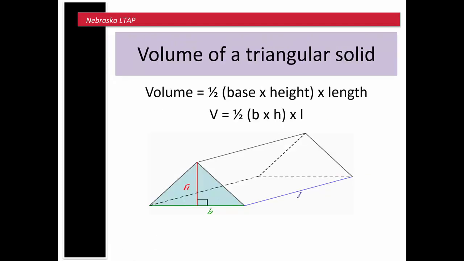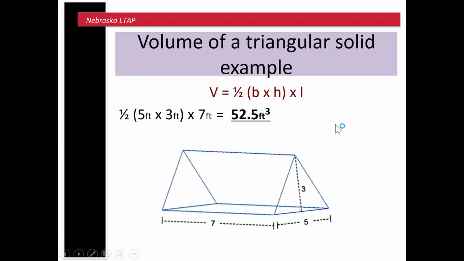If you have a triangular solid, same concept. Remember what the area of a triangle is, what the facing edge of this is. This is a triangle. The area of a triangle is 1/2 the base times height. Here's our base, here's our height. And then you're going to multiply times the length to get the volume.